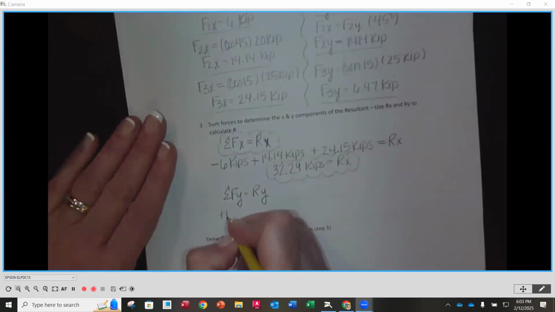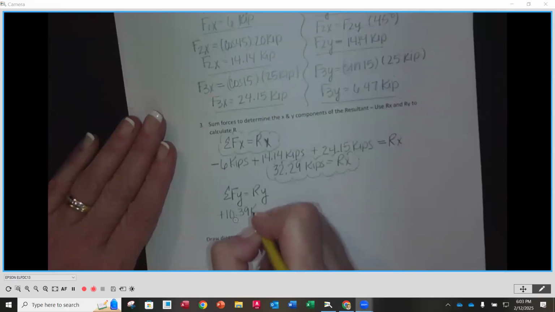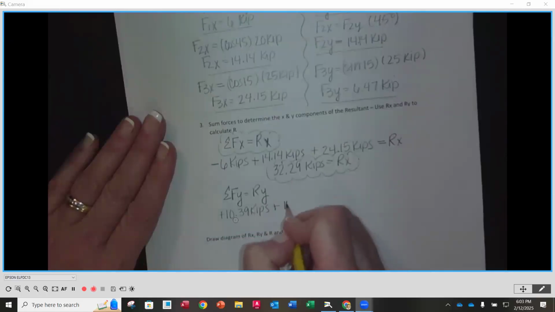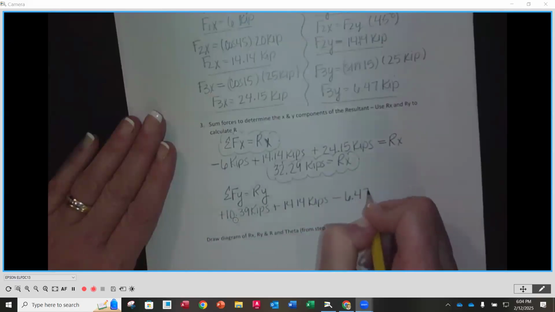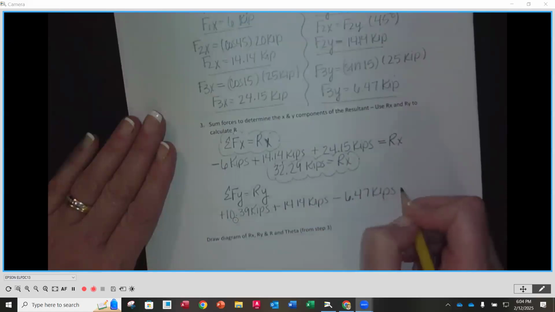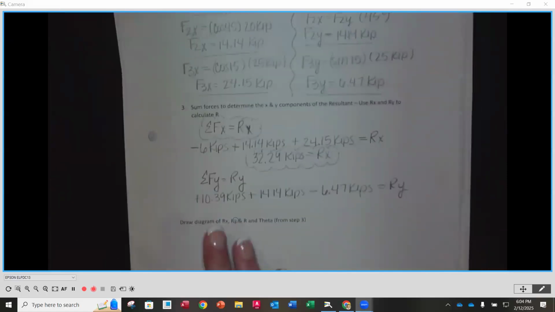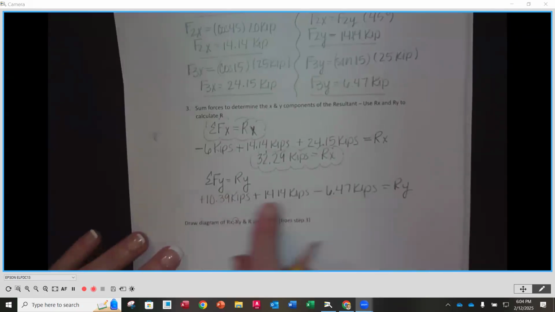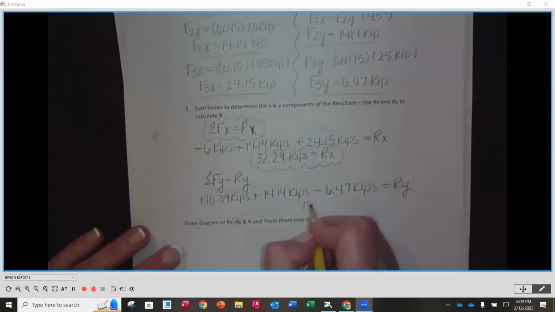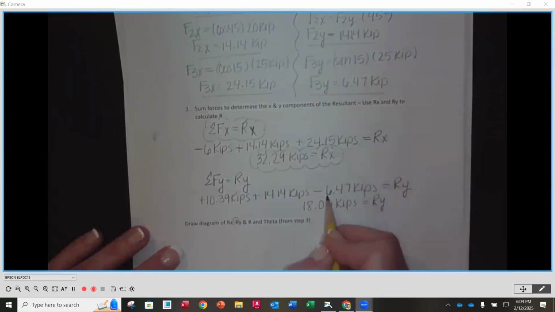So we're going to have a positive 10.39. Make sure you put your kips behind this. Positive 14.14 and a minus 6.47. Okay, is equal to Ry. So the left-hand side of that equation is summing my forces in the Y direction. The right-hand side is equal to the resultant Y component. So now I can add and subtract these, okay? And it looks like I'm going to get 18.06 kips is equal to Ry.